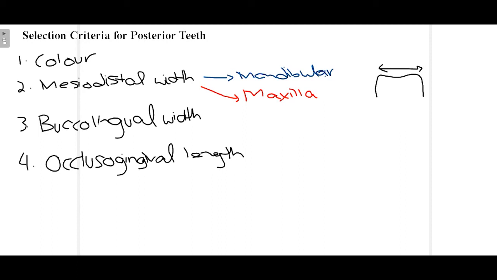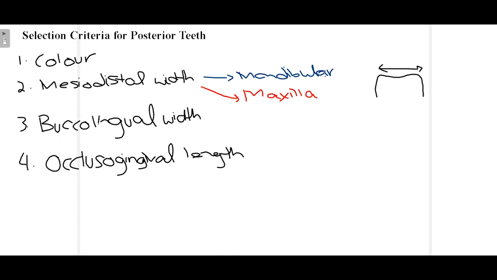Now talking about buccolingual width, the buccolingual width of a tooth should be slightly less than their natural counterpart, because the narrow occlusal table reduces the forces that are necessary for mastication to occur more efficiently. So less forces are required for better mastication, and favorable form of polished surface can also be developed.